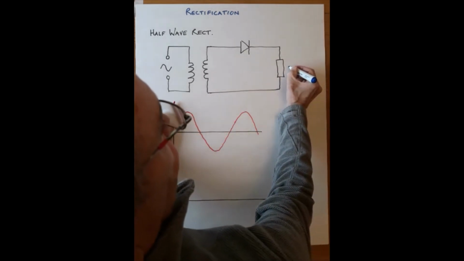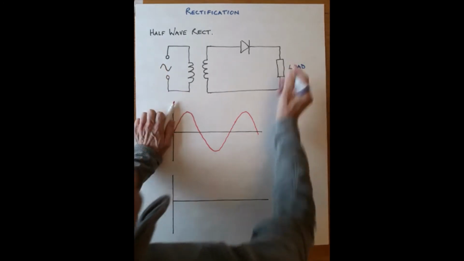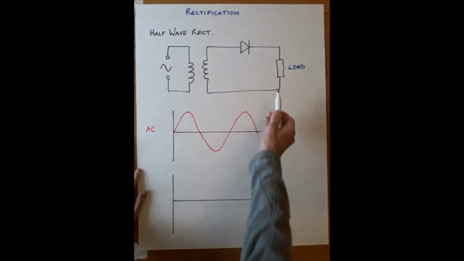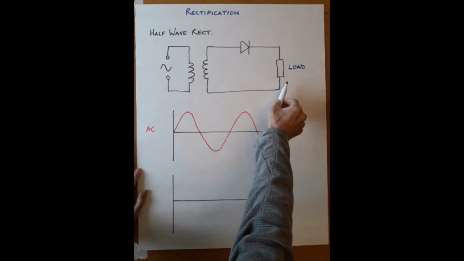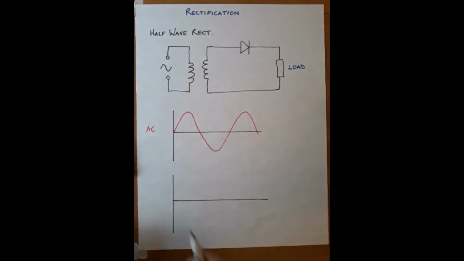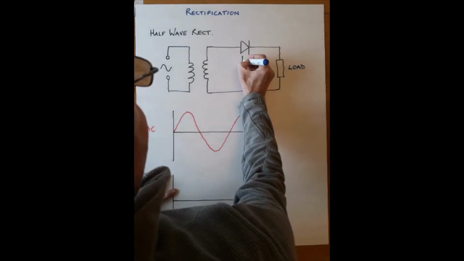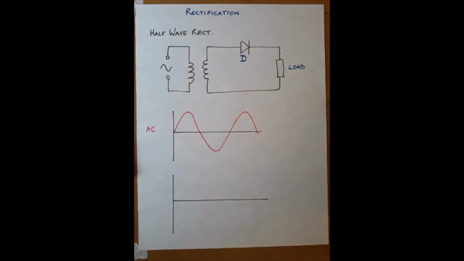So this is the load, and I've used a resistor, but it could be anything at all. It could be a mobile phone charger, for example, but we'll just draw it as a resistor. That's the load that we're going to supply. And here I have a diode. So let's consider what's going to happen.